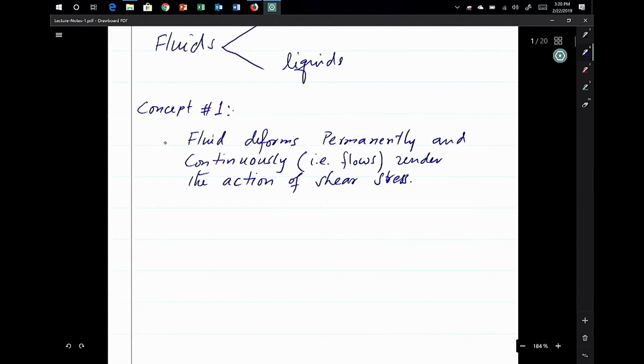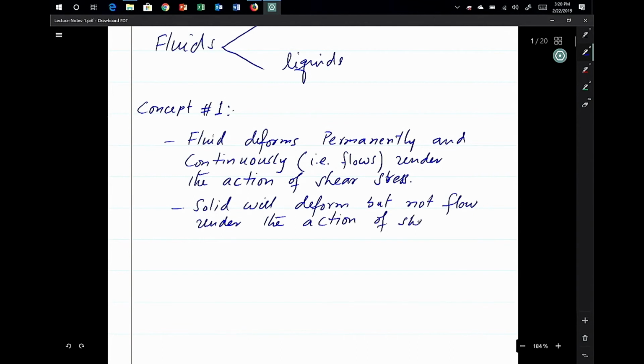So we can write, solid will deform but not flow under the action of shear stress. And remember, if it's elastic solids, then it may deform, and when you remove the shear, it will come back, whereas fluid will deform permanently and continuously. So that's the main difference between the two.